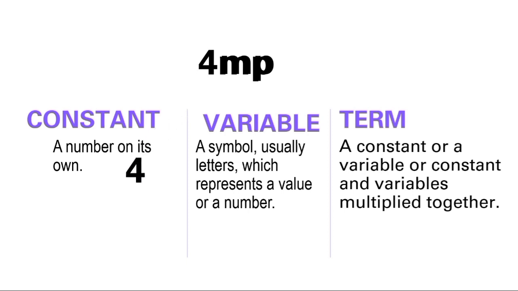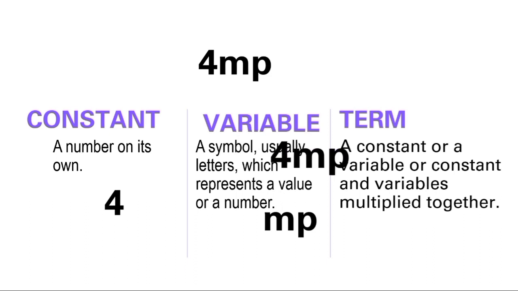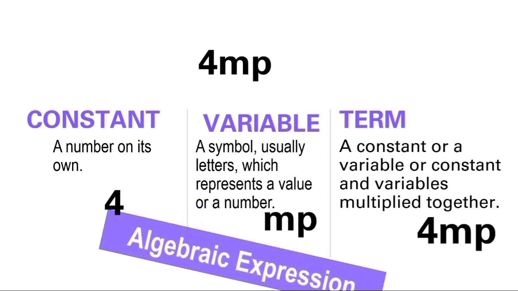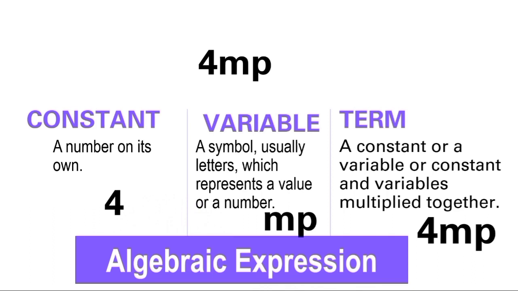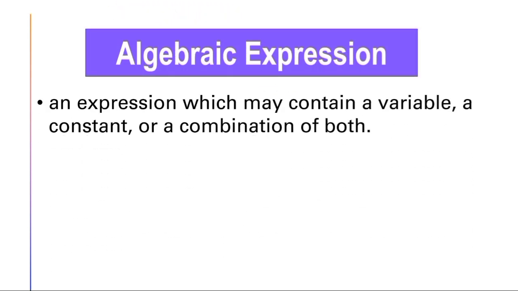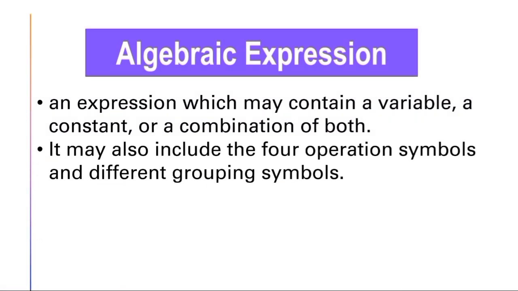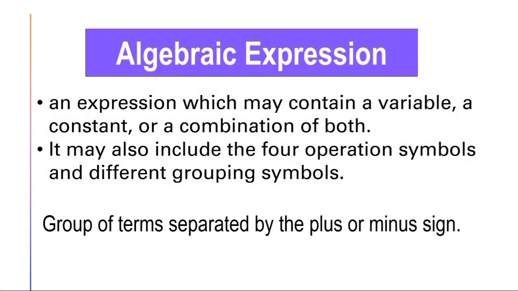So, in the given expression, the constant is 4. M and P are variables, and then for MP, the expression itself is called a term. And this expression is called an algebraic expression. So now, what is an algebraic expression? Again, an algebraic expression is an expression which may contain a variable, a constant, or a combination of both. It may also include the 4 operation symbols and different grouping symbols. An algebraic expression is a group of terms separated by a plus or a minus sign.